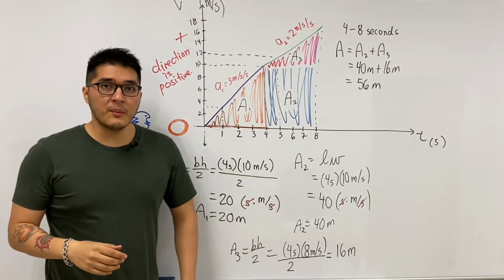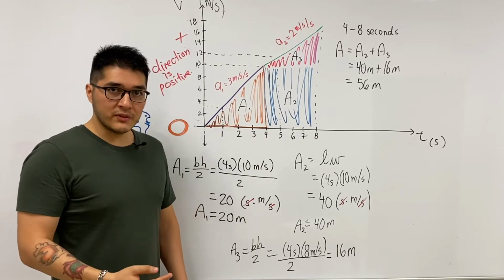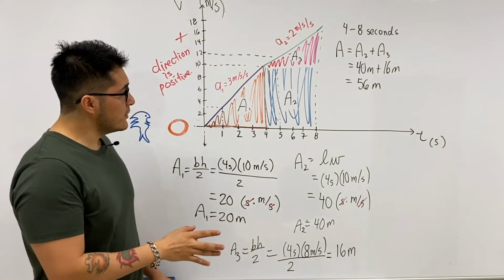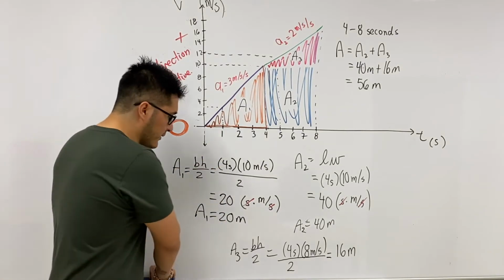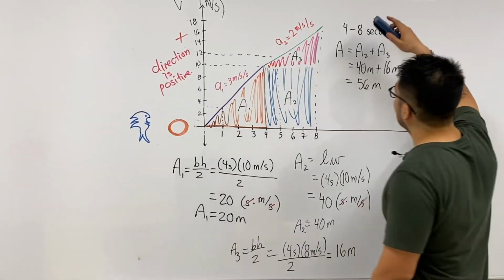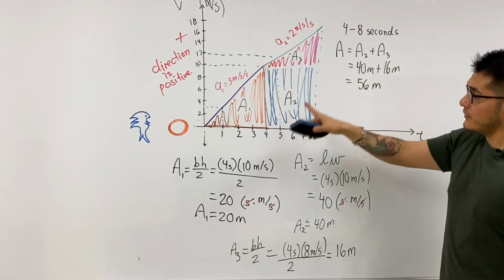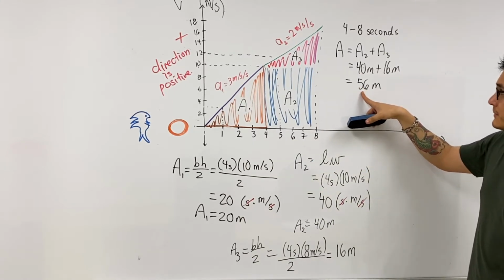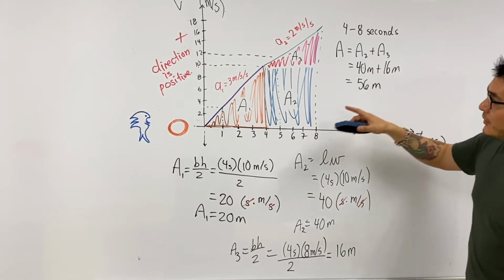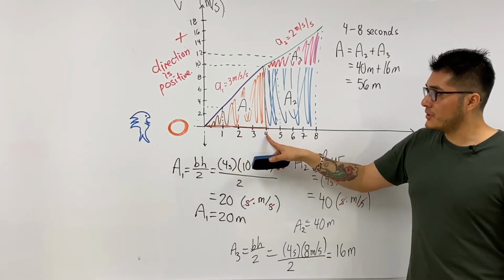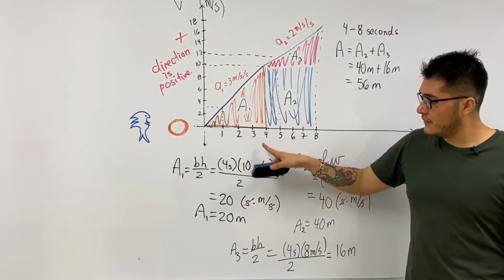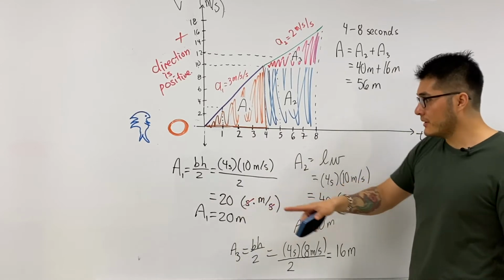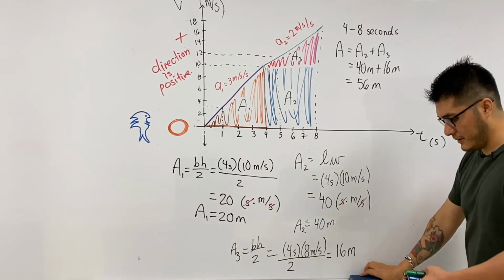But in this video I'm going to be showing you how we can get the position versus time graph. So let's try to organize this into a nice way to remember. During the 4 to 8 second portion of the motion, it covered a distance of 56 meters. And during the 0 to 4 second portion of the motion, it covered a distance of 20 meters. So let me write this down to help us remember it easier.